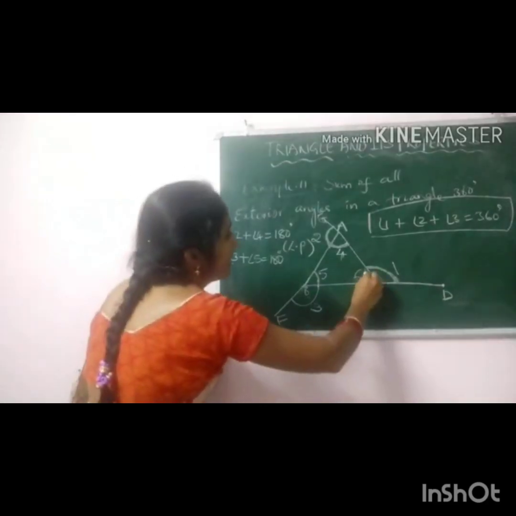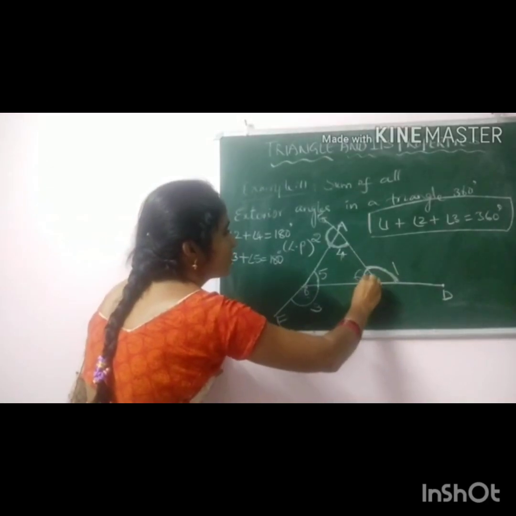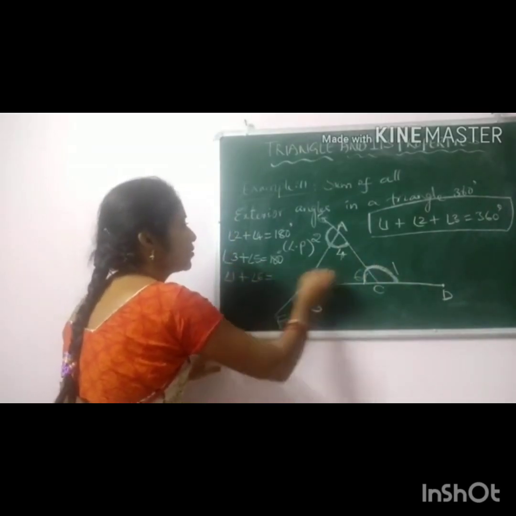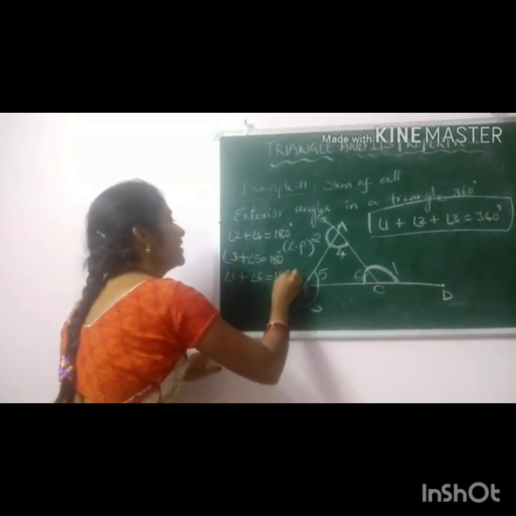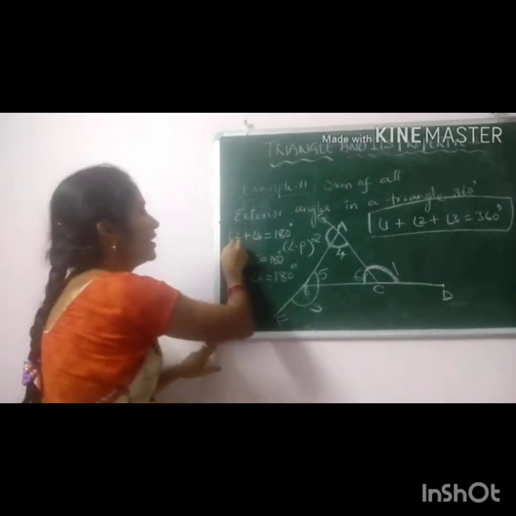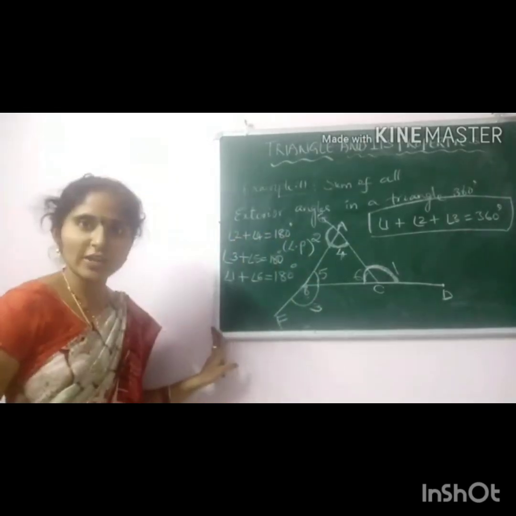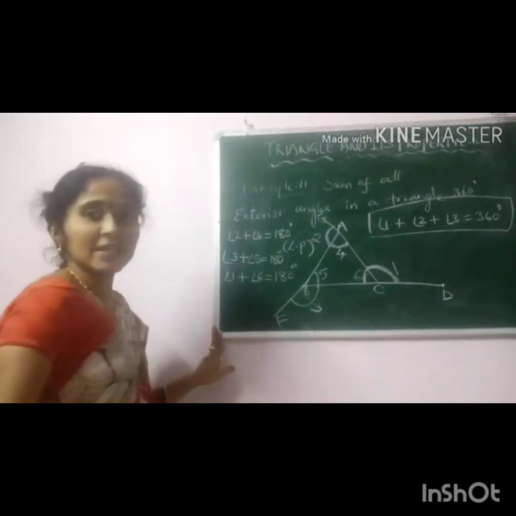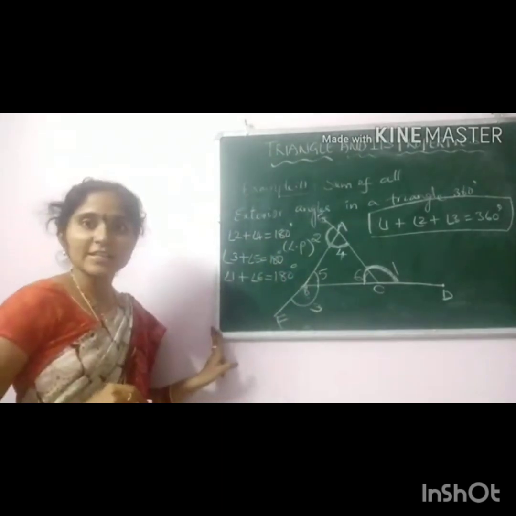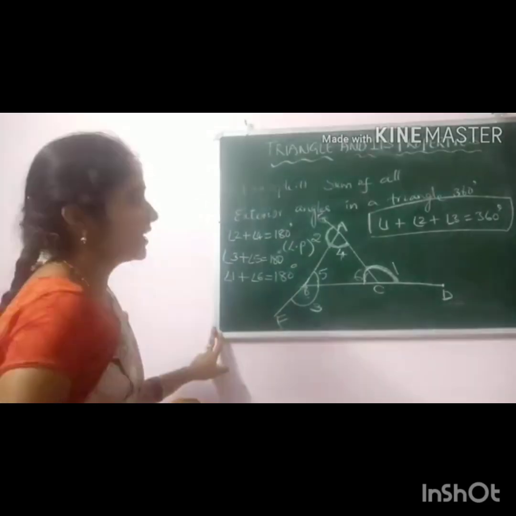And here 1 and 6. So angle 1 plus angle 6 also forms a linear pair. So here what do we observe? Angle 2 plus angle 4 is equal to 180 degrees. Angle 3 plus angle 5 is equal to 180 degrees. Angle 1 plus angle 6 is equal to 180 degrees.